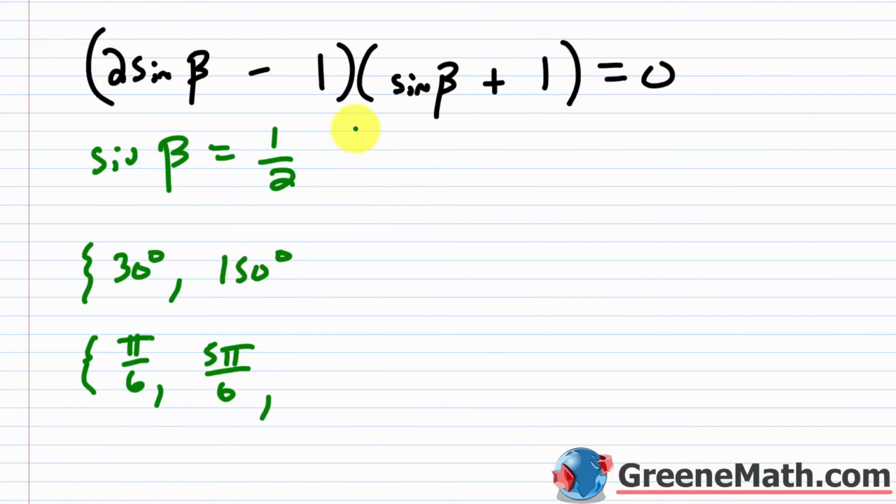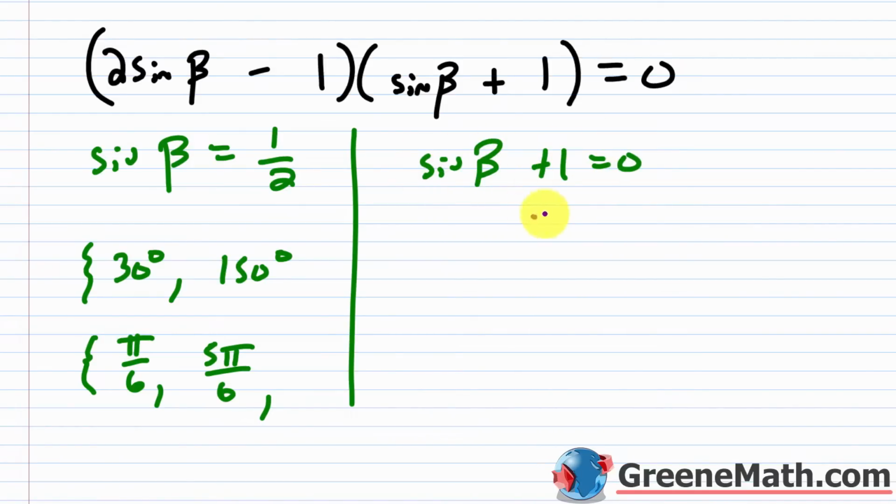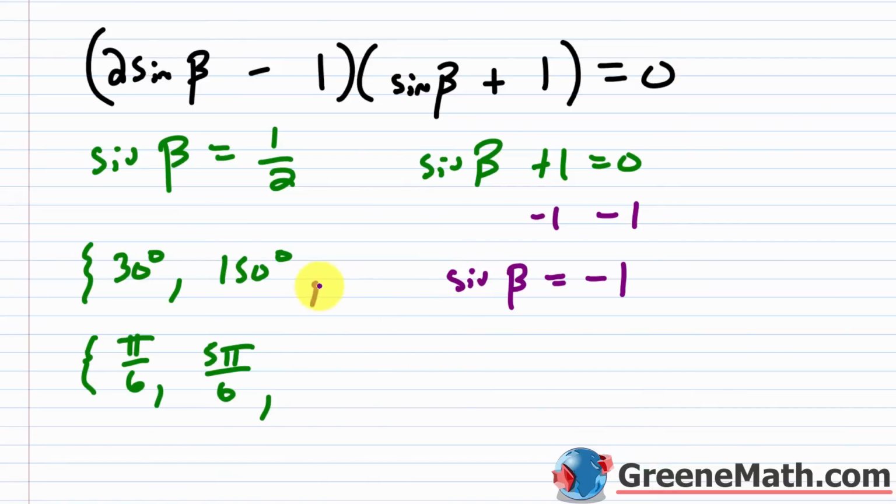So what's going to be the result from over here? Let me draw a little line. We have the sine of beta plus 1 equals 0. Again, we're just going to subtract 1 away from each side. So the sine of beta is equal to -1. And again, if you know your unit circle, this is basically going to give us 270 degrees or 3 pi over 2. So let's get rid of this. And let's put 270 degrees. And then over here, let's put 3 pi over 2.